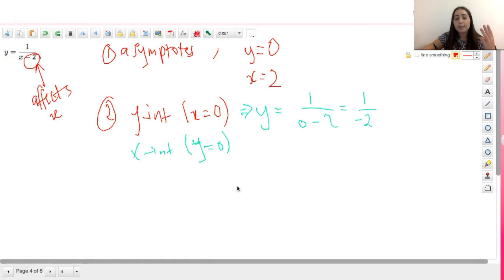So the third thing is considering in which quadrant it lies. So the coefficient of this fraction with the x is positive. Therefore, it's going to lie in the first and the third quadrant. So now let's graph it.